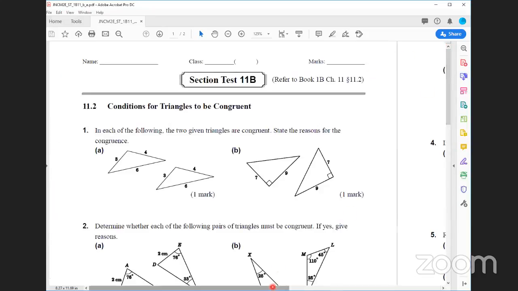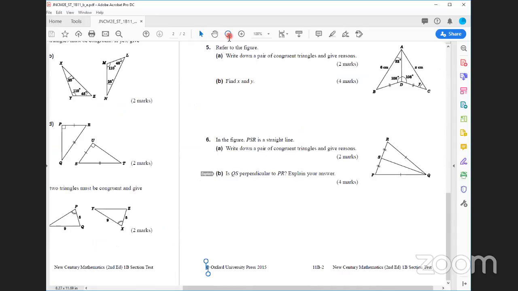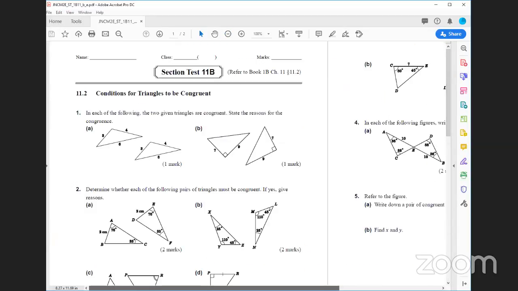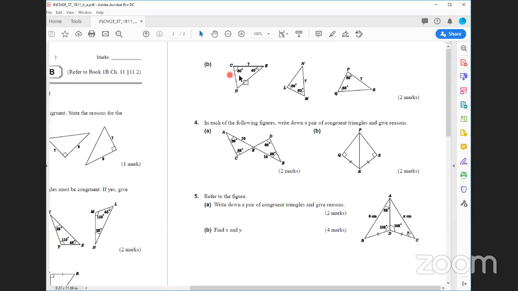Okay, who has moved it? Now, then in this case, let's look at this question together.